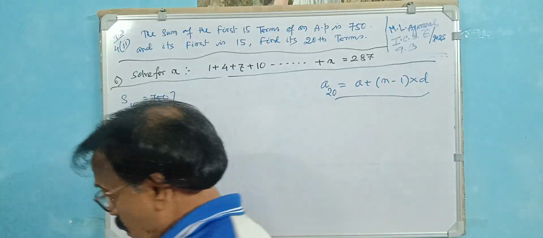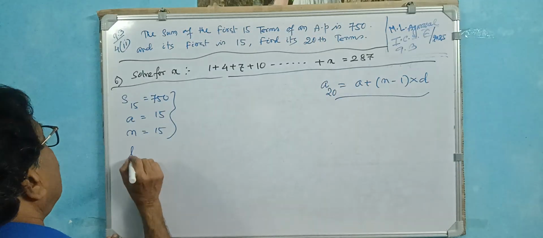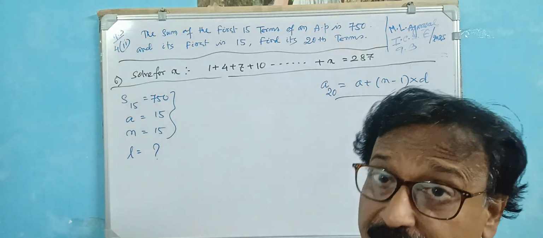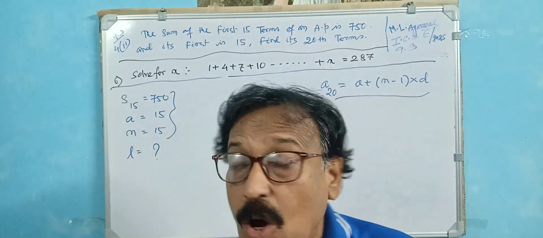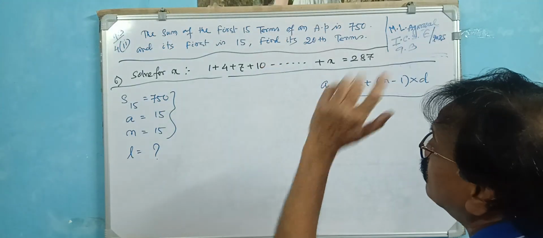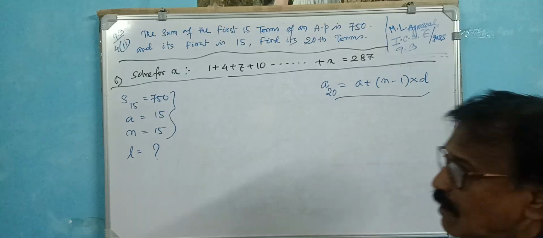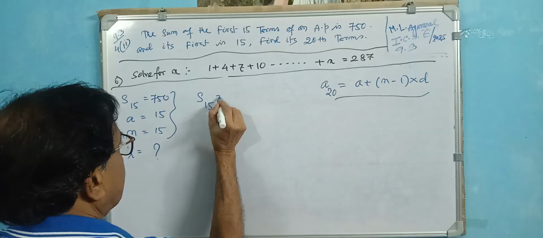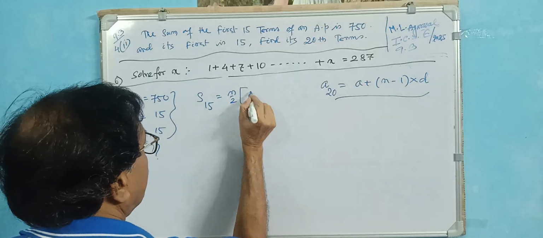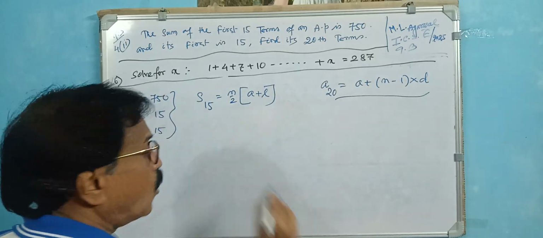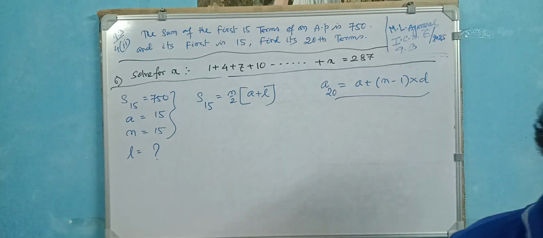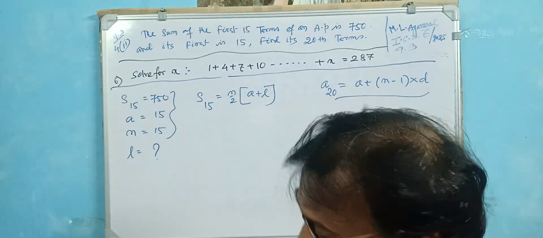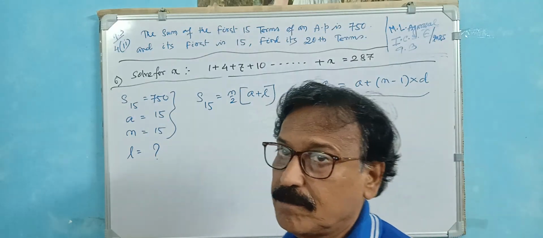First, you find L. L means the value of the last term, or the value of the 15th term. What is the value of the 15th term? The formula is S15 equal to n by 2 into bracket A plus L. In which way do you solve? Maths is very interesting, and maths is a concept.